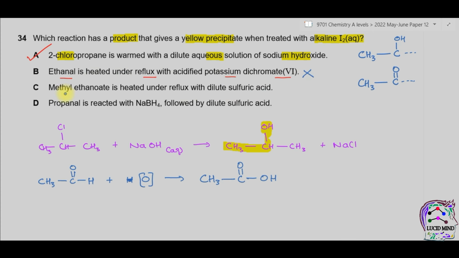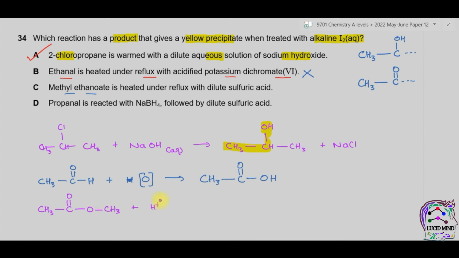Part C, methyl ethanoate, which is an ester. In ethanoate we have 2 carbons, in methyl we have just 1 carbon. It is heated under reflux with dilute sulfuric acid. So acid hydrolysis of the ester takes place. Ethanoate is the one having 2 carbons, CH3, C double bond O. And methyl means we have just one CH3 present on this side.